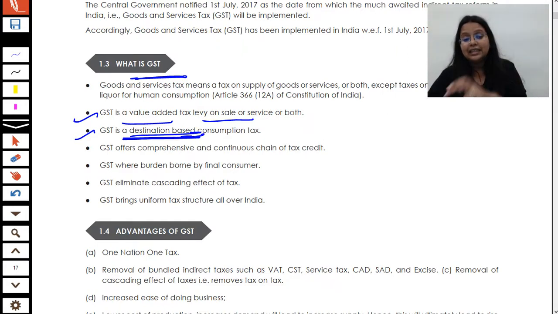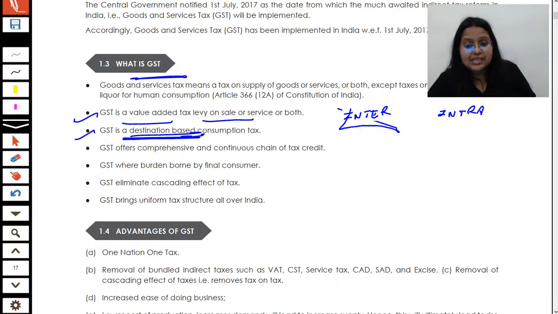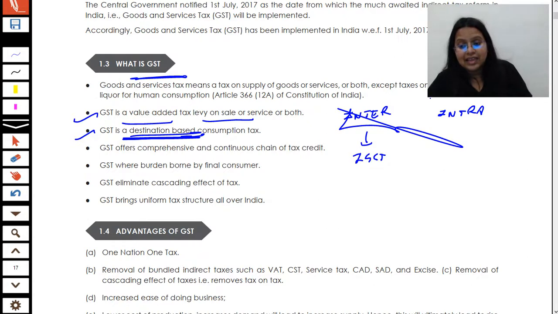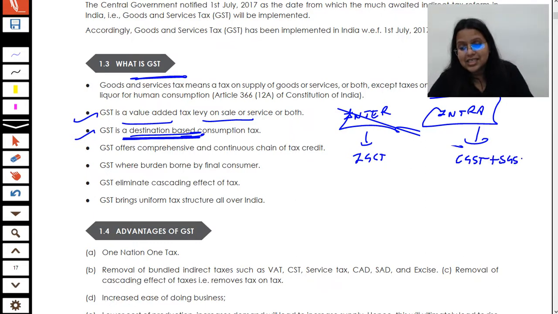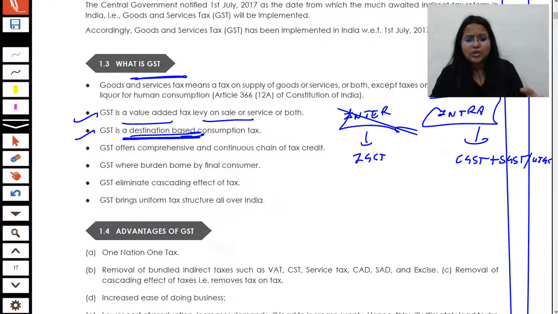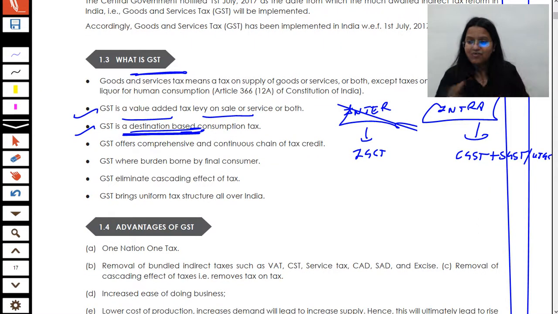Students, in the case of GST, there are two kinds of supplies. The first is interstate supply and the second is intrastate supply. In the case of interstate supply, the supplier charges IGST, and in the case of intrastate supply, the supplier charges CGST plus SGST or UTGST as the case may be. Now we will come to this point also, how UTGST or CGST will come, for sure.